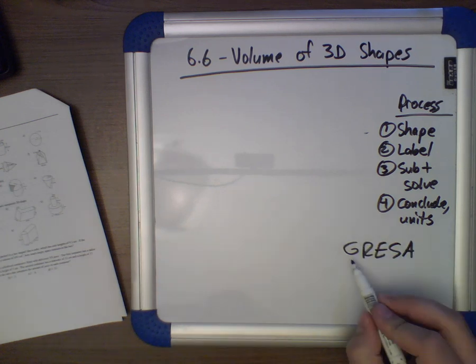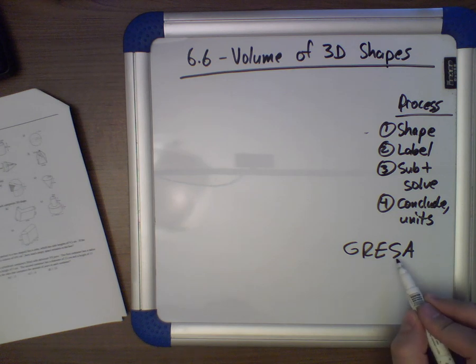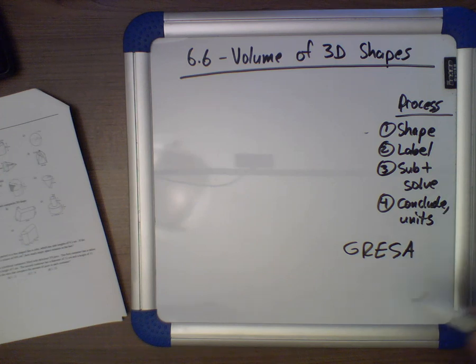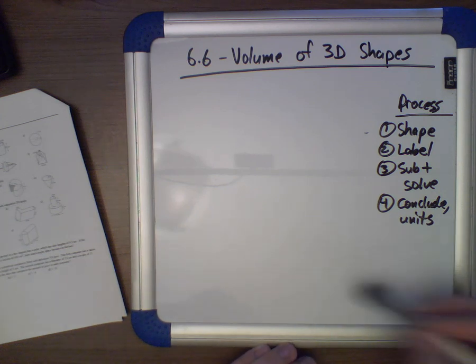If you just memorize this process, there's a similar process in science you might use called GRESA, where you look at the information that's given, you look at the information that's required, you figure out which equation you need, you solve, and then you write your answer. As long as you're able to use this process and get used to it, you'll be able to do most of math and science class.